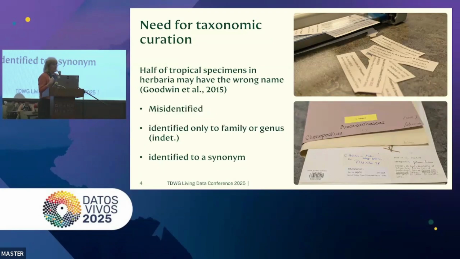So what is the need for taxonomic curation? It's estimated about half of tropical specimens in herbaria have the wrong name applied. And that has a massive impact on any research carried out on the data, whether that's distribution analyses, red listing, or research based on the DNA extracted from these specimens. It's going to have a big impact.